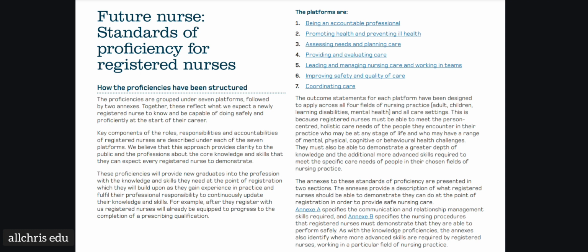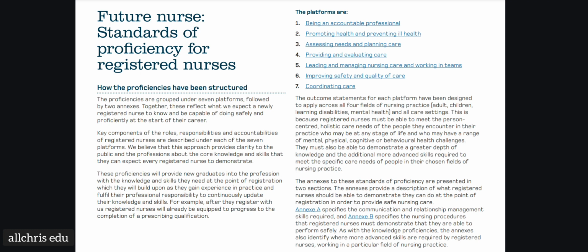The annexes to these standards of proficiency are presented in 2 sections. The annexes provide a description of what registered nurses should be able to demonstrate they can do at the point of registration in order to provide safe nursing care. So these were the 7 platforms they were talking about, and now they're talking about the annexes. So what do the annexes include? It includes that before getting into UK registration or the NMC register, you should possess a few qualities and skills. So what are those? Those are mentioned in Annex A and B. Annex B specifies the nursing procedures that registered nurses must demonstrate that they are able to perform safely. So in A, what skills they need. In B, how they can perform those skills properly is mentioned.